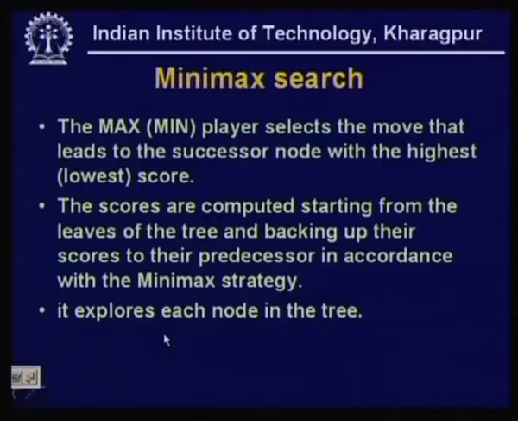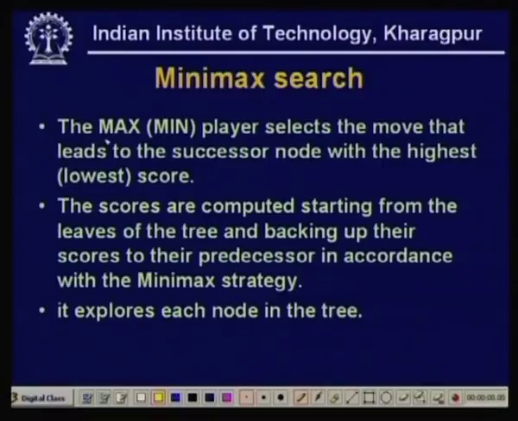So, in minimax search, the max player selects the move that leads to the successor node with the highest score. Conversely, the min player selects the move that leads to the successor node with the lowest score. The scores are computed starting from the leaves of the tree and backing up these scores to their predecessors in accordance with the minimax strategy. In the minimax strategy, every node in the tree is examined. So, you start from the root, you examine, you back off at every intermediate node until you get the backed off value at the root.